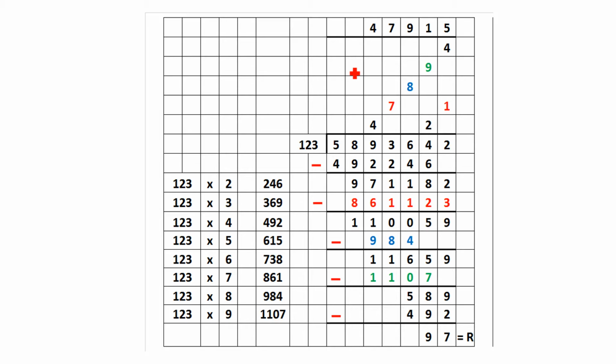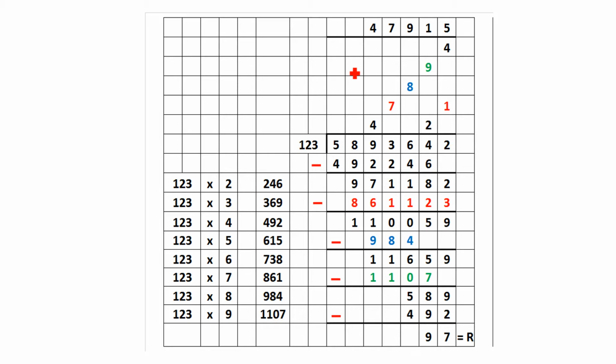We do the subtraction, get 116, bring down the 59. Now 123 doesn't go into 116, it'll go into the 4-digit number 1165. Going 9 times, that's 1107. Do the subtraction, get 58. Bring down the 9. How many 123s are going into 589? That's 4, so that's 492. We subtract and get a remainder of 97.